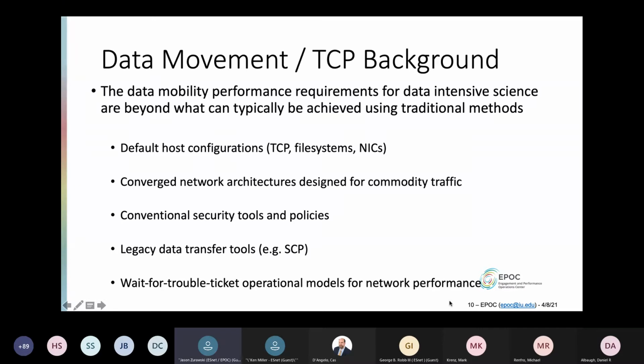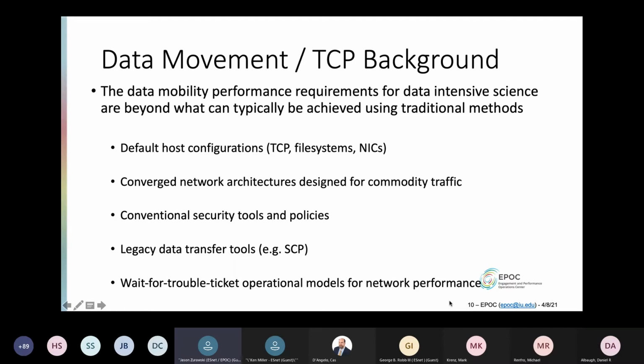Science traffic really doesn't follow those patterns. It follows completely different patterns that are sometimes unpredictable, and it's bursty. And because it's bursty, that doesn't always mix with the commodity method of working. Conventional security tools and policies will not scale. Conventional security means I don't trust anything, and I need to be able to put things in place to protect against the unknown. And that's fine. We accept that, and we have to live within those boundaries.